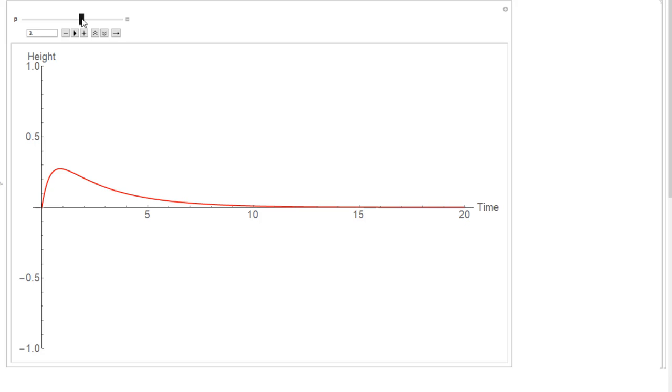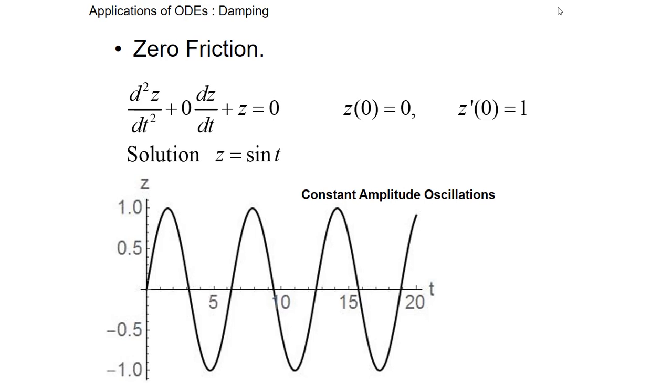Okay, let's go and just look at some of those cases in a bit more detail. What's going on? What insight do we have into the fact that we can solve the differential equation? So let's look at the case with 0 friction. We've simply got that the second derivative plus the function is 0. We solve the equation, we get sine t.